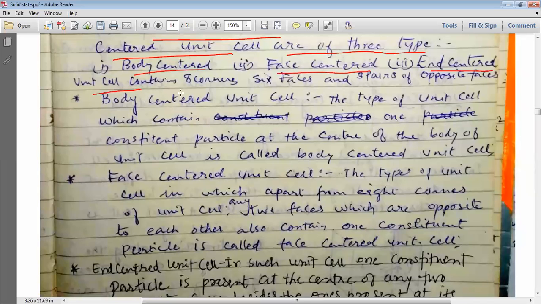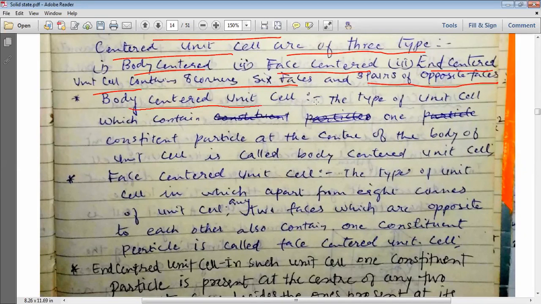Please remember that a unit cell has 8 corners, 6 faces, and 3 pairs of opposite faces, and it has 3 angles. So let us study about this.